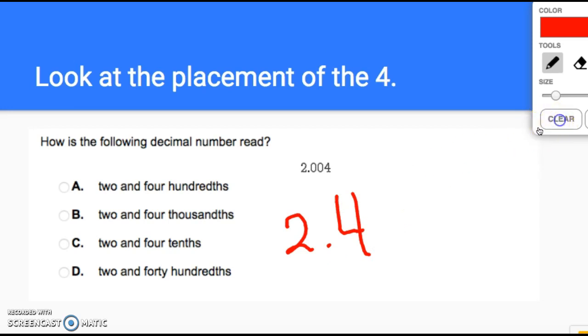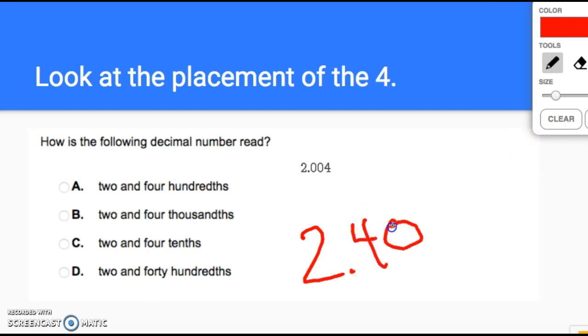Okay. This right here, 2 and 40 hundredths. Sometimes that confuses kids. It's 2 and 40 hundredths. Your 4 is still in your tenths place. You put the 0 here in the hundredths place. You can read this as 2 and 40 hundredths, although that's not typically what we do. We typically read it as 2 and 4 tenths because a 0 there doesn't hold a value. All right.